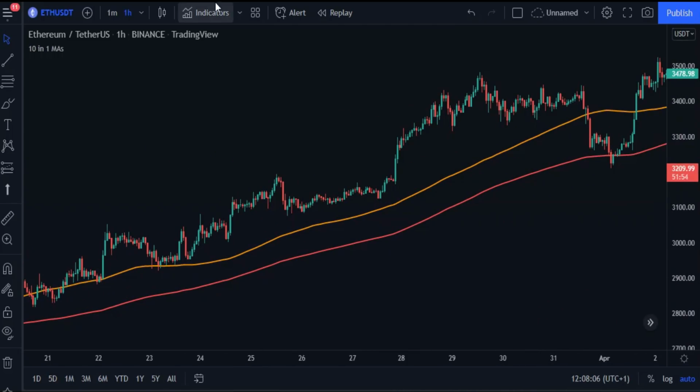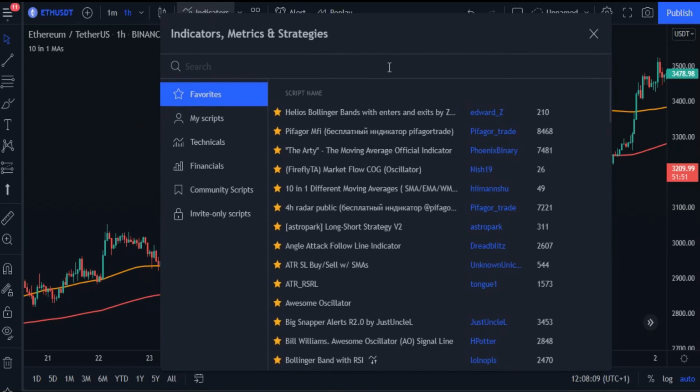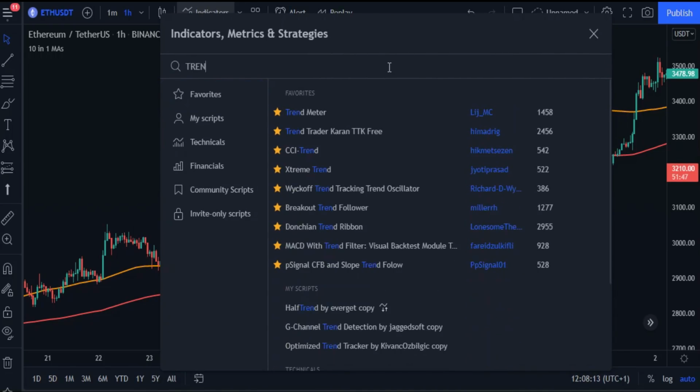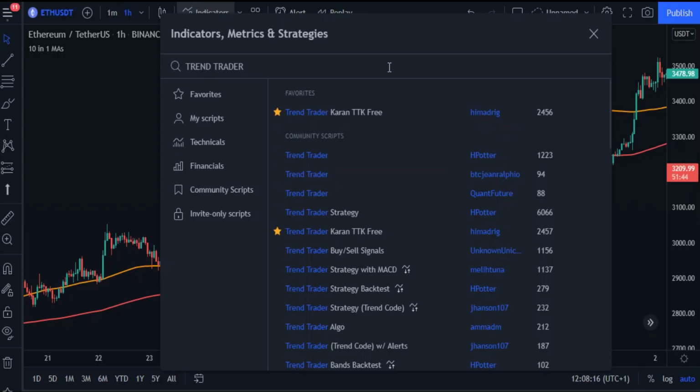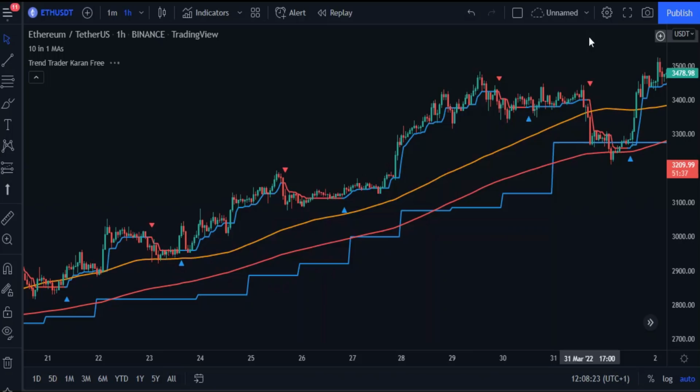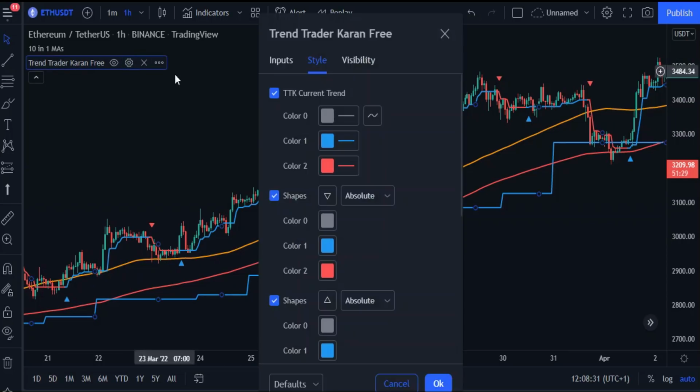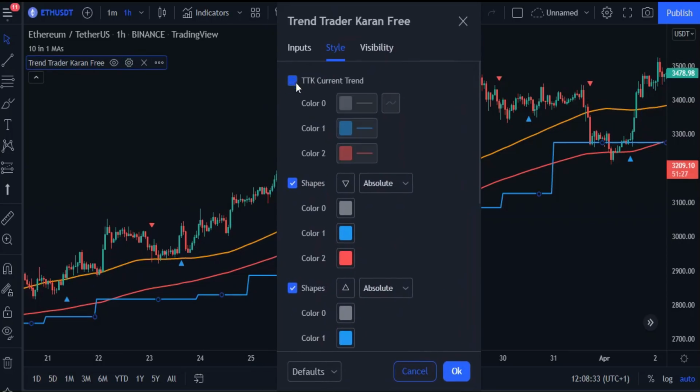Now let's look for the second indicator. In the search field type Trend Trader and choose this indicator, which was created by HOFFMAN. And here is the main indicator for this strategy has been applied, but let's open its settings to get rid of some things that we do not need. Head over to the style section and cancel the entries except for the small arrows, as you can see here.